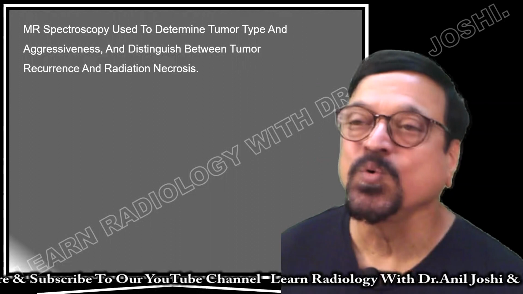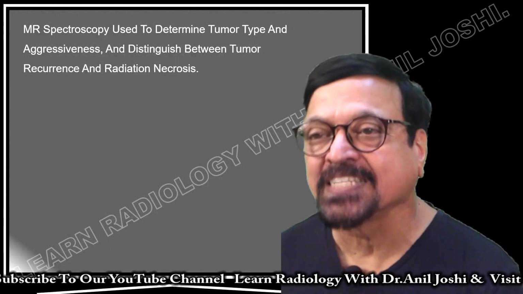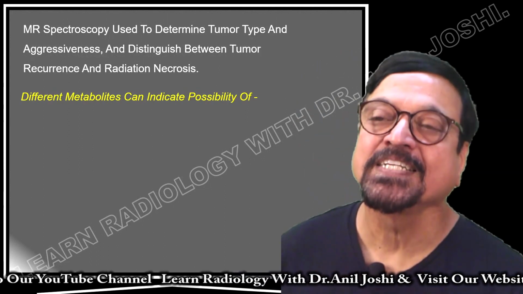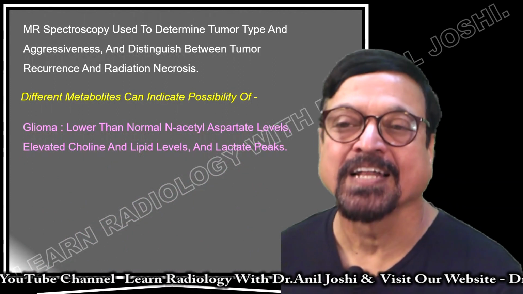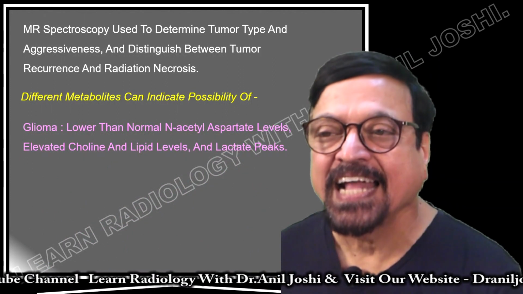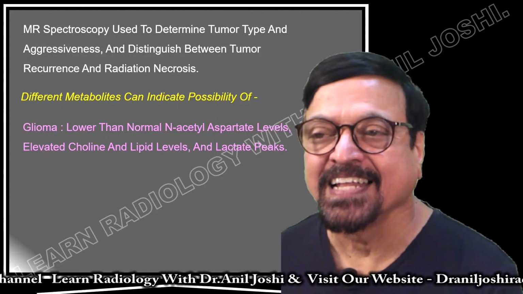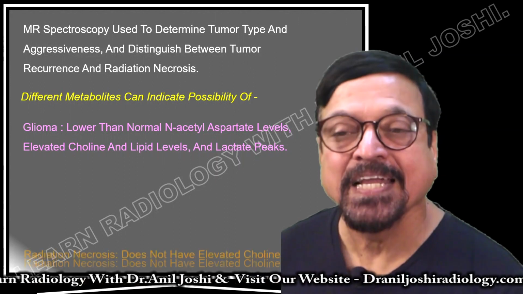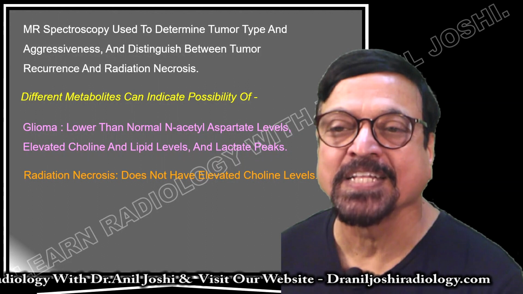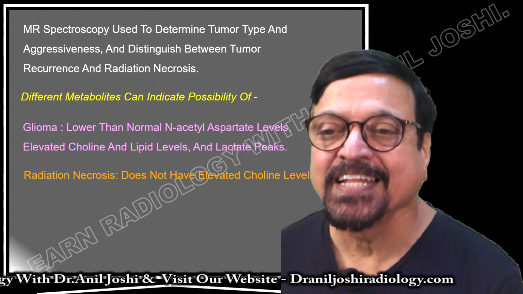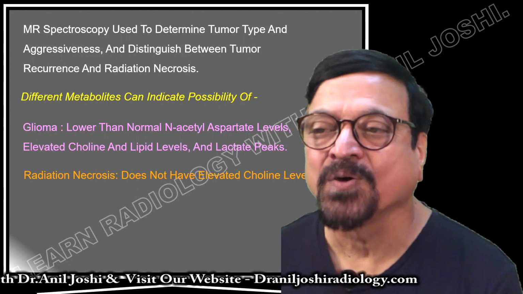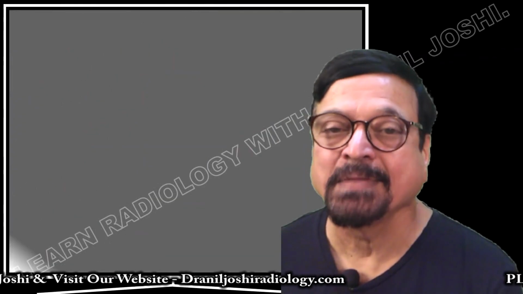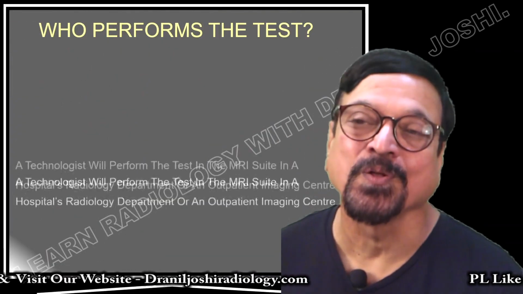MR spectroscopy is used to determine the tumor type and aggressiveness and distinguish between tumor recurrence and radiation necrosis. Different metabolites can indicate possibility of glioma, that is lower than normal N-acetyl aspartate, then elevated choline and lipid levels, and lactate peaks. That will give you idea that you are dealing with a glioma. Then radiation necrosis does not have elevated choline levels. Then meningiomas, elevated alanine levels. So not only in malignant but also in a benign lesion it is useful.